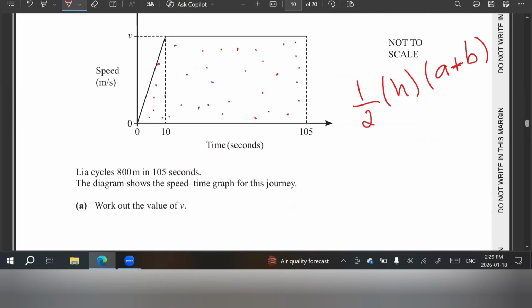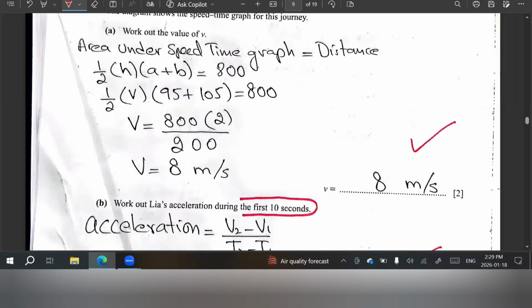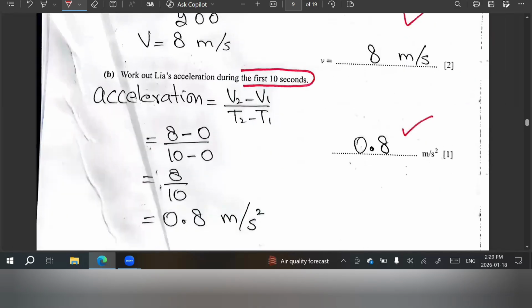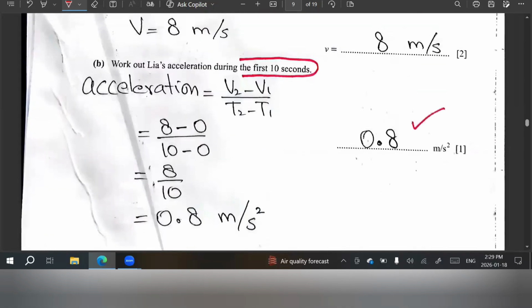Now I know the value of V. So this point here, its coordinates are basically 10, comma 8. And this point here, its coordinates are 0, comma 0. And the gradient of the speed time graph is equal to the acceleration. So by using these 2 points, I can find the gradient of this line, which is the first 10 seconds. And whatever the gradient of this line is, that will be equal to the acceleration. So you can see here on your screen, the solution is showing up. I have taken 2 points.